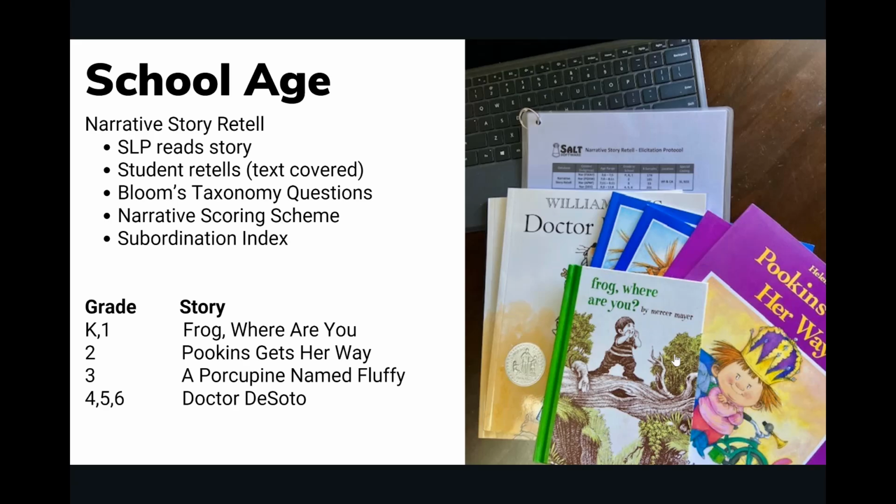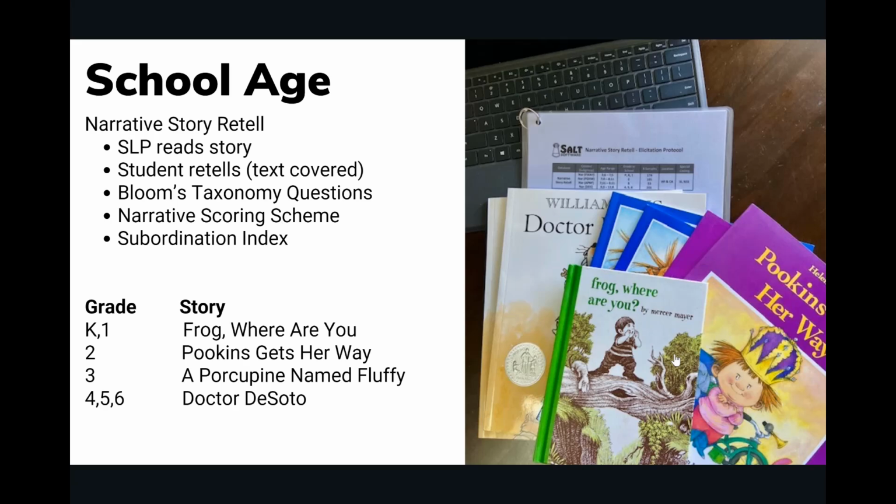There's a different story for each grade. So this is where it's really important to make sure you're collecting the right story. So kindergarten and first grade is Frog, Where Are You? So that's actually a wordless picture book. There's a script that comes with that. Second grade is Pookins Gets Her Way. Third grade is A Porcupine Named Fluffy. And then for 4th, 5th, and 6th, it's Dr. DeSoto. So the books get more complex and they're more age appropriate as you go up in age. So you just really want to make sure that you're using the correct book.